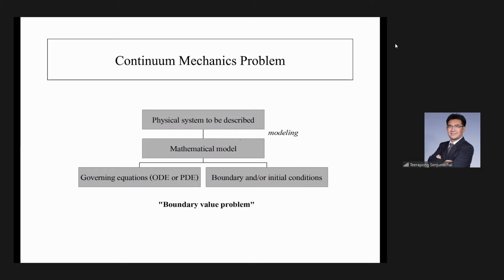Okay. So what can we do with quantum mechanics problems? If you have a problem that you want to solve, you model it, and the model is given by mathematical equations. So a mathematical model is actually math equations, and those equations normally consist of governing equations and boundary conditions. Altogether, they are called boundary value problems.